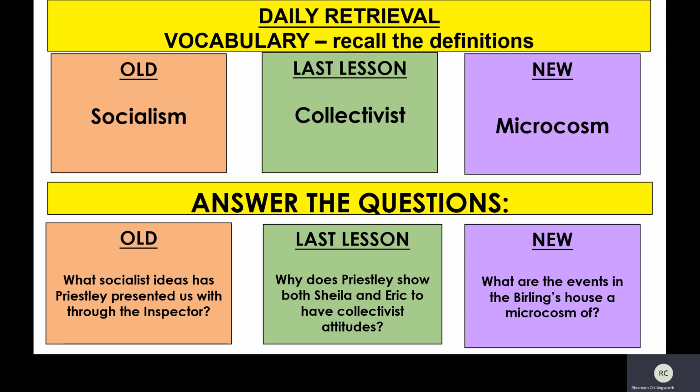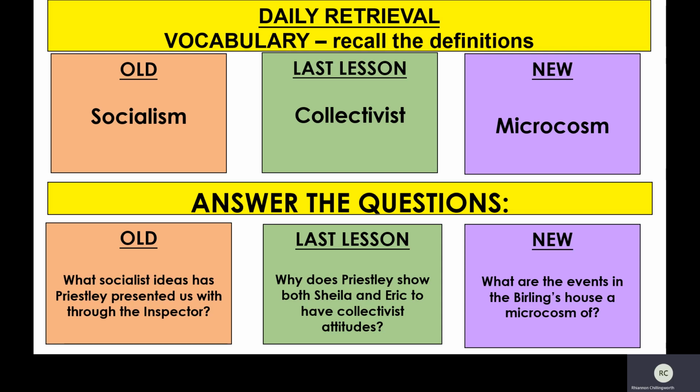You're not worried about your personal individual self. You're worried about the collective good of everybody. So Priestley shows both Sheila and Eric to have more open-minded collectivist attitudes because they are members of the younger generation, remember, and Priestley is showing here that the younger generation are far more open to social change and reform than the older generation. And actually Priestley is aiming this play at the younger generation in the audience.